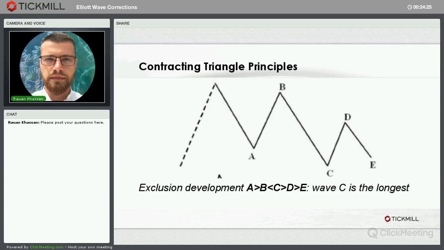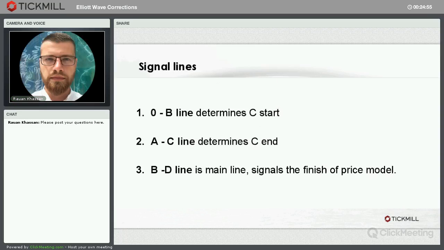Another type of exclusion is rather rational because it presumes that wave C is the longest. If we convert lettering to number count, you may notice that C wave could be similar to a third wave. So you could imagine that this example is quite common, despite it's an exclusion from the main principle. So let's see what the signal lines are.